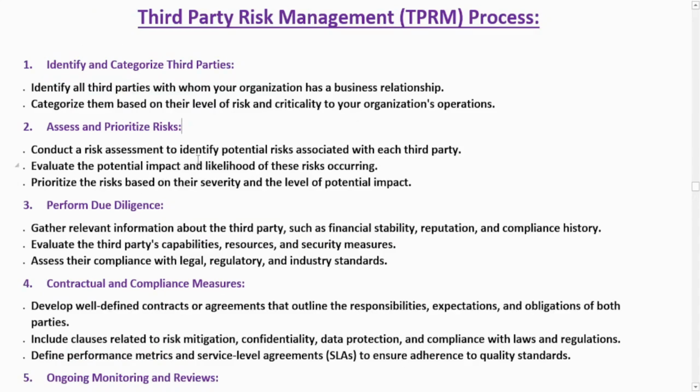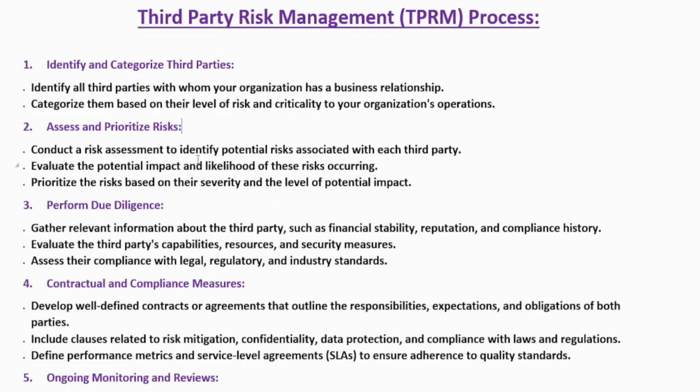The second step is assessing and prioritizing risk. Actually, in this step, companies conduct a risk assessment to identify potential risk associated with each third party. They have to evaluate the potential impact and the likelihood of these risks, and they have to prioritize the risk based on their severity and the level of potential impact as well.